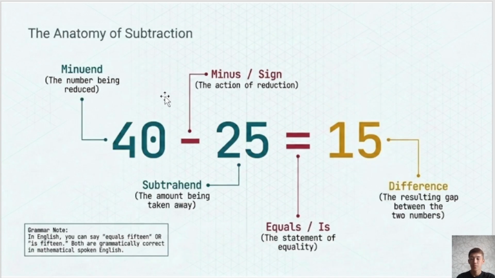And the next slide is the same as the last slide, but this time we have a minus: 40 minus 25 equals 15, and the 40 is the minuend. After this minus, the 25 is the subtrahend, and we can say equals or is, the statement of equality, and after this we have the difference, the resulting gap between the two numbers.